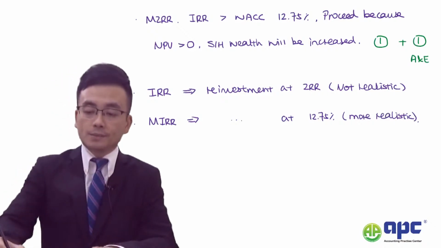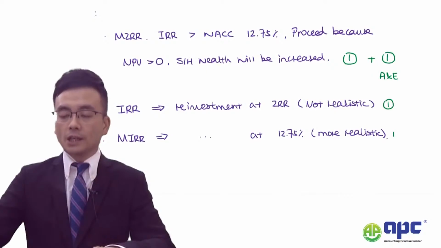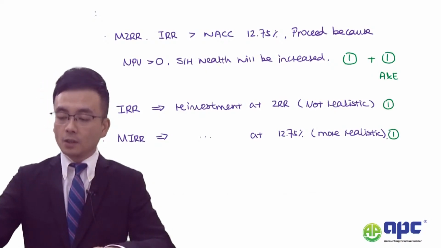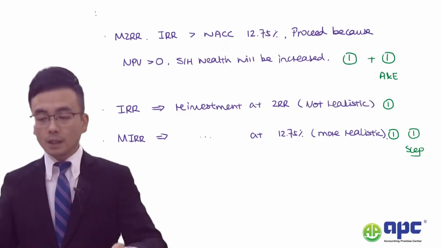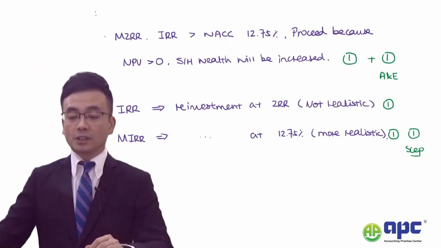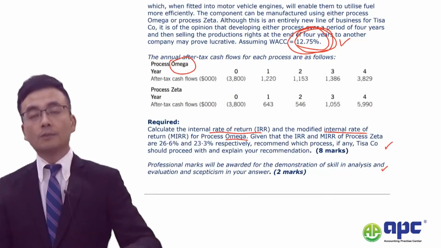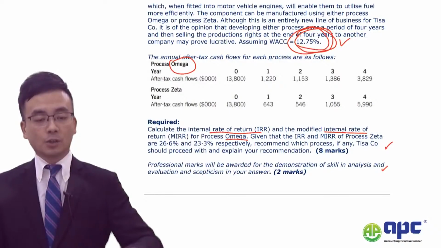So by doing this, you can get 1 and 1 technical mark respectively, but at the same time, you can also get 1 skepticism mark as the professional mark here. So that's why the calculation itself accounts for another 5 marks, so you can earn a total of 10 marks here. Simple as that in this question only.